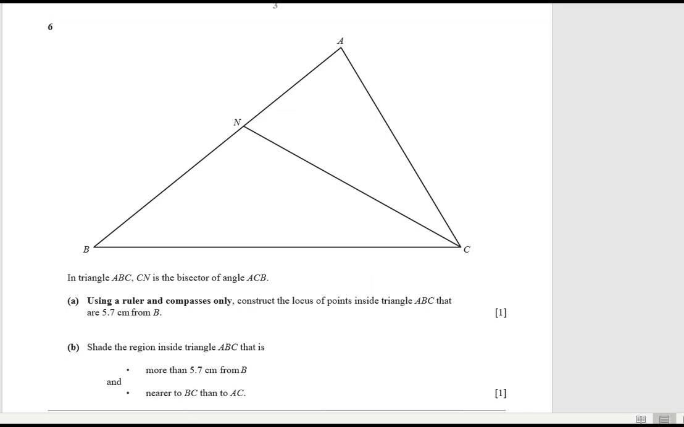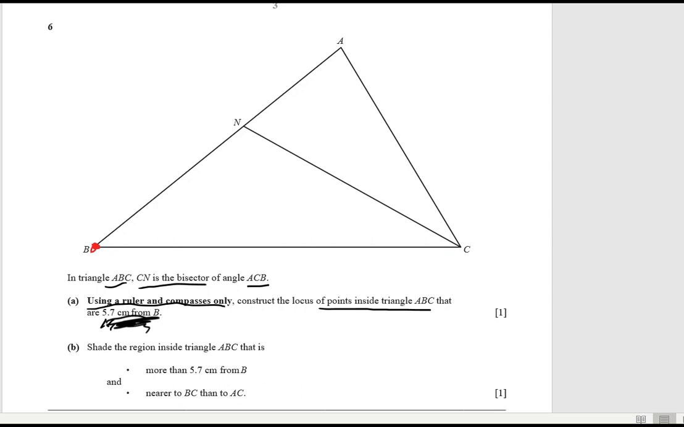This is a geometry question. In triangle ABC, CN is the bisector of angle ACB. Using ruler and compass only, so you need to use your tools, construct the locus of points inside triangle ABC that are 5.7 centimeters from B. Open your compass and the ruler and measure 5.7 centimeters.